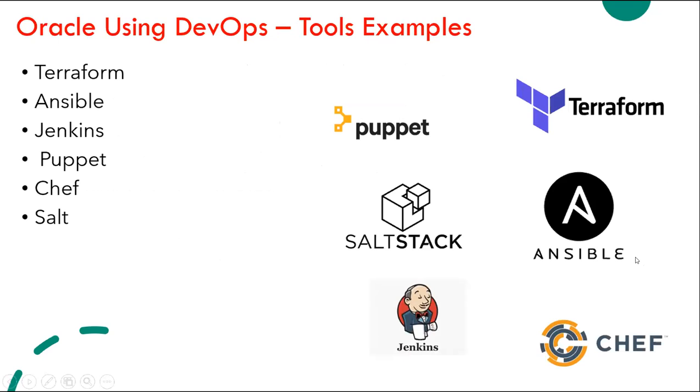Some of the examples, we're going to take a few of them. There are more tools for DevOps, but I'm going to take the most popular ones that are in use. We have Terraform, Ansible, Jenkins, Puppet, Chef, and Salt. Each one of them is responsible for different things. DevOps is not only under one category. We have different categories: continuous integration, configuration management, and infrastructure as code. Terraform comes under infrastructure as code.